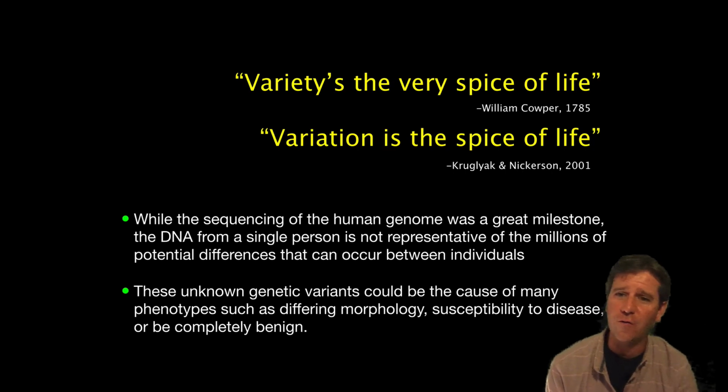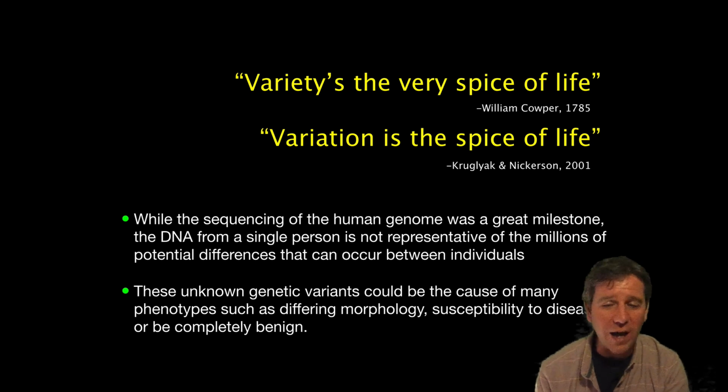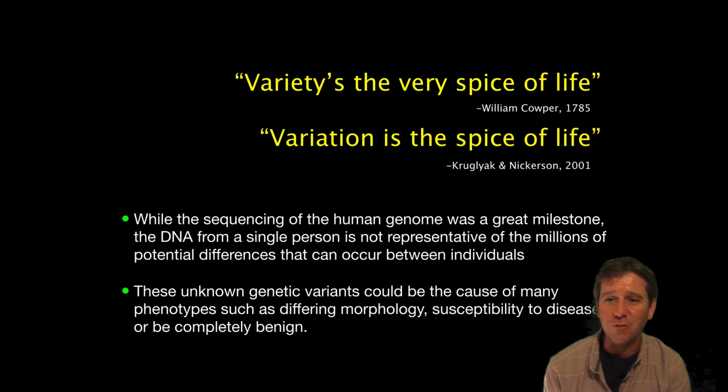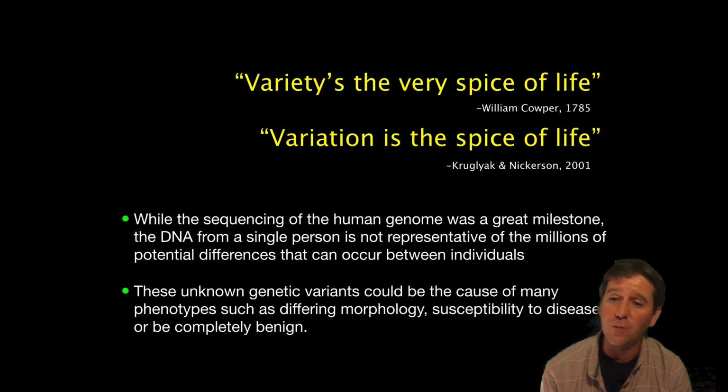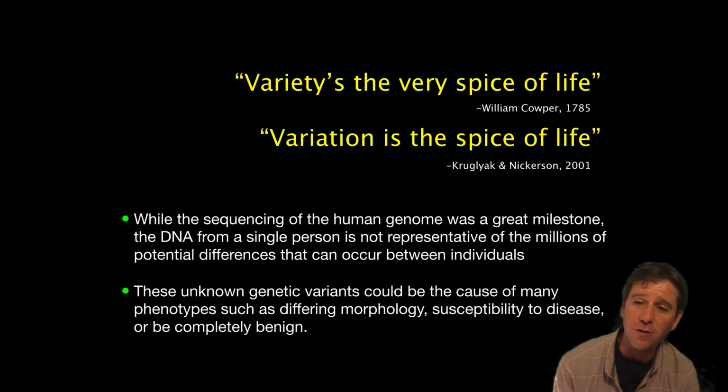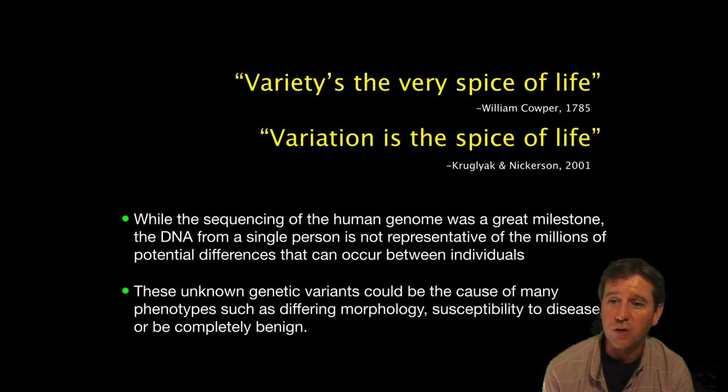So just like the old quote, variety is the spice of life, in genetics and genomics, variation is the spice of life. As I said, having the sequence of a single white Caucasian male or a handful of them was great. It's not the be-all and end-all. It never was and never will be. It's not representative of potential differences that can occur between individuals. These are the very things we want to find out. What are these variants? They could be the cause of phenotypic differences, such as different morphology or susceptibility to disease or pharmacogenomic features, the effectiveness of different drugs. These are exactly the things that we're now able to study as these sequencing approaches ramp up.